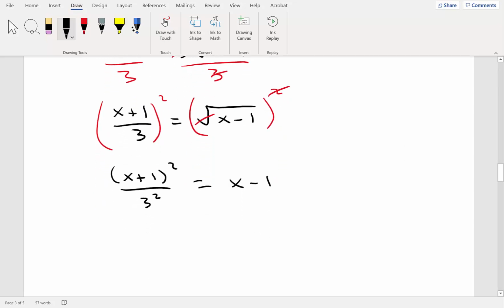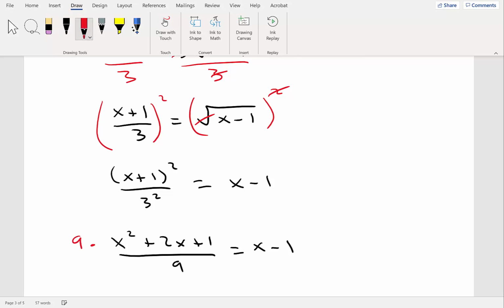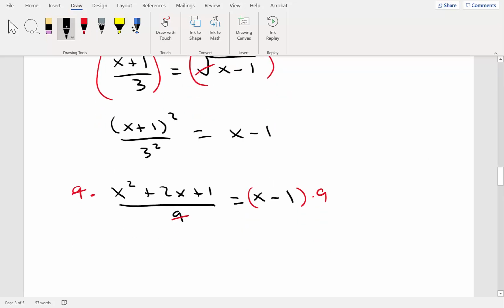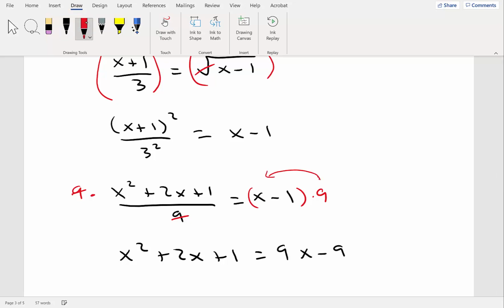Now, x plus 1 raised to the second power, remember, this is x plus 1 times x plus 1. So if I actually multiplied it out, if I expanded it, I get x squared plus 2x plus 1. And I have all over, 3 raised to the second power gives me 9. So now we don't have any more radicals, but I do have this fraction I want to get rid of as well. So I'm going to go ahead and multiply both sides of the equation by 9. That way I have an equation without any fractions. So now I have x squared plus 2x plus 1 is equal to 9x minus 9. So this 9, you have to distribute out to each one of these terms.